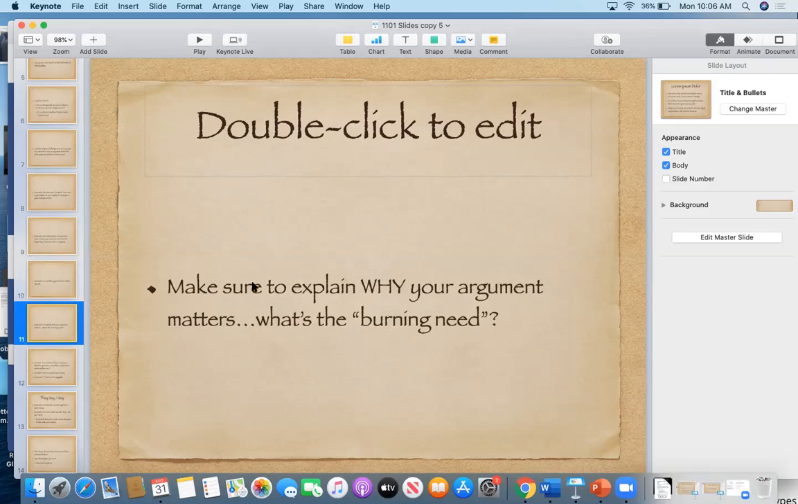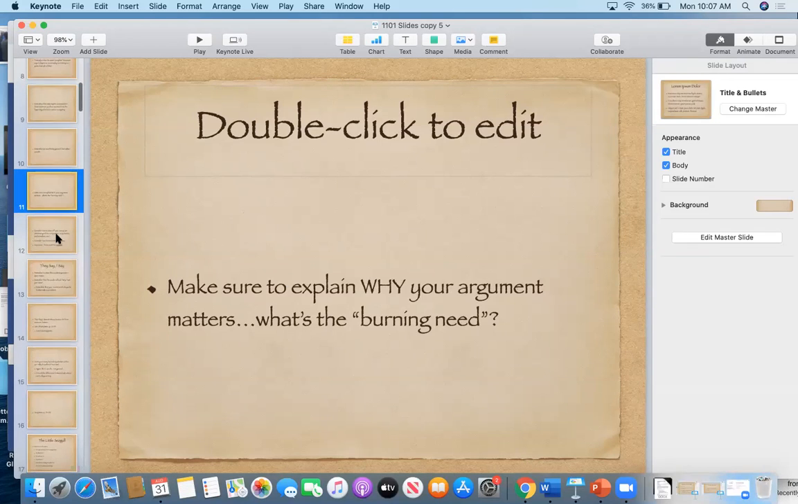Also make sure you show why your argument is important in your paper. What is the burning need? So for example, if you are writing a paper on nursing, then why your field is important. Okay, what is the burning need? Why do people need to know about your field? Why is it important? Why does your argument matter?